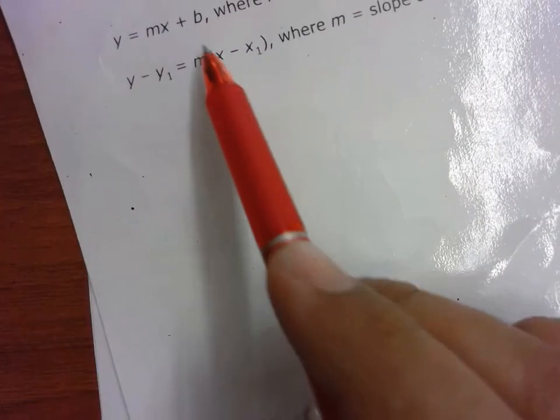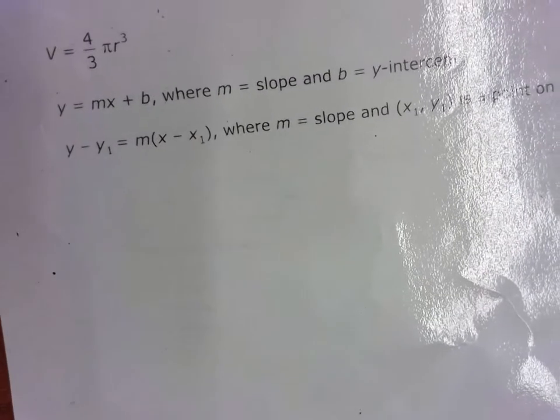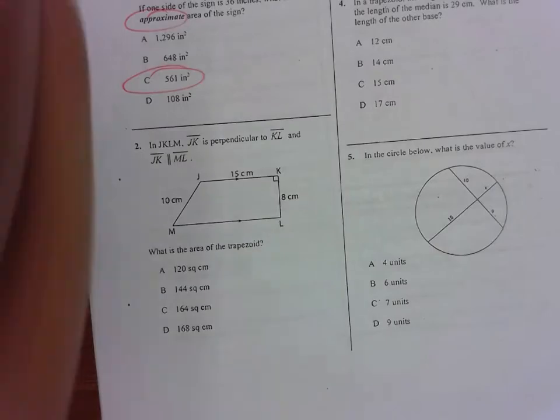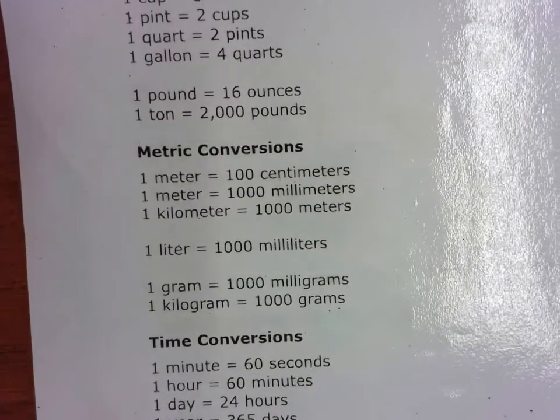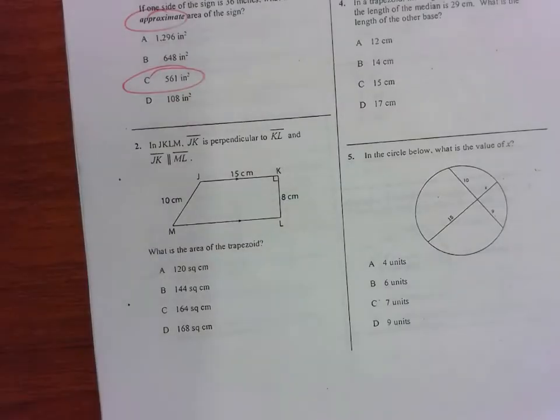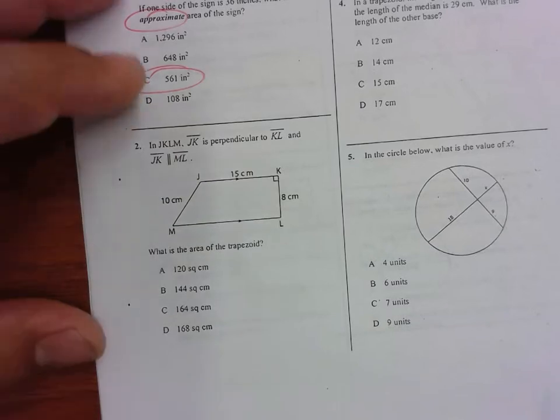You get slope intercept and point slope, and then your conversions on the back. But you're allowed to write all over this, so write all over this. Why do we need conversion? In case they give you feet, meters, inches, and you don't know.